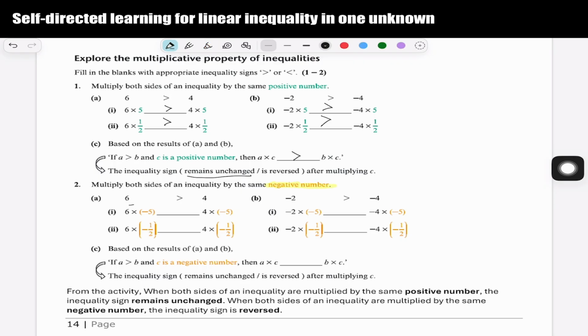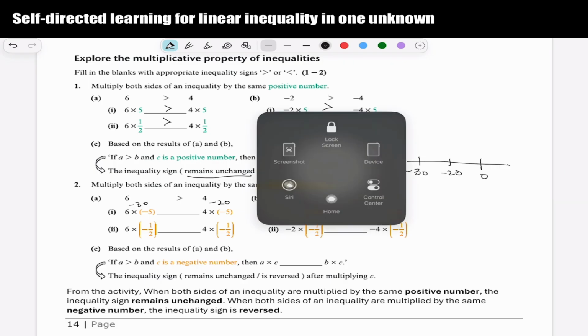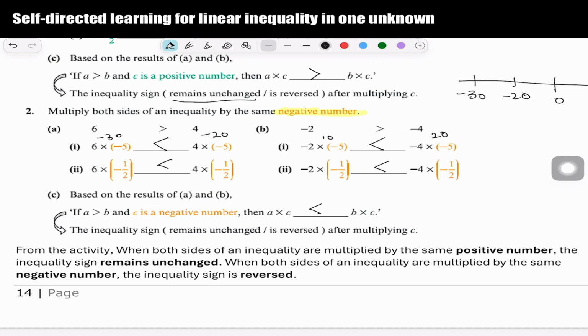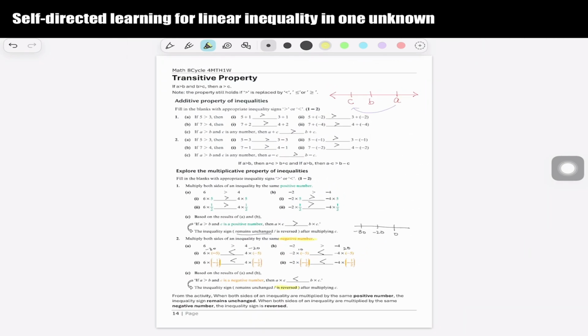Think about this, negative 30 and negative 20. Okay, when we draw the number line, this is 0, this is -20, this is -30, which means this time it is less than, okay, right here. And this one is also less than here because we got 10 and this is 20. Get it? And we also change the sign like this. Okay, therefore, if it is a negative number, the inequality sign is going to reverse, or we can say it is flipped. Okay? So this is something that you need to know.